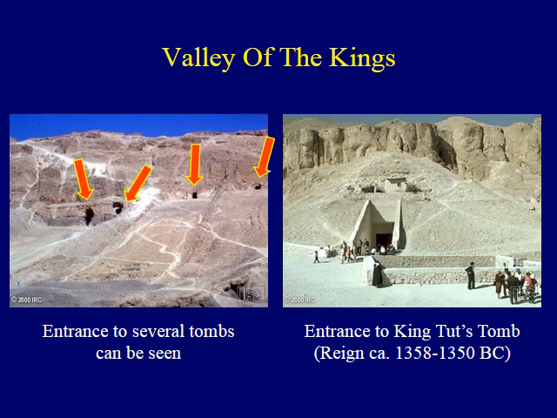While the pyramids were the resting places for pharaohs from earlier dynasties, in later years, their bodies were placed in the Valley of the Kings. On the left, we see several entrances to a variety of tombs, and on the right, it's the entrance to King Tutankhamun's tomb.